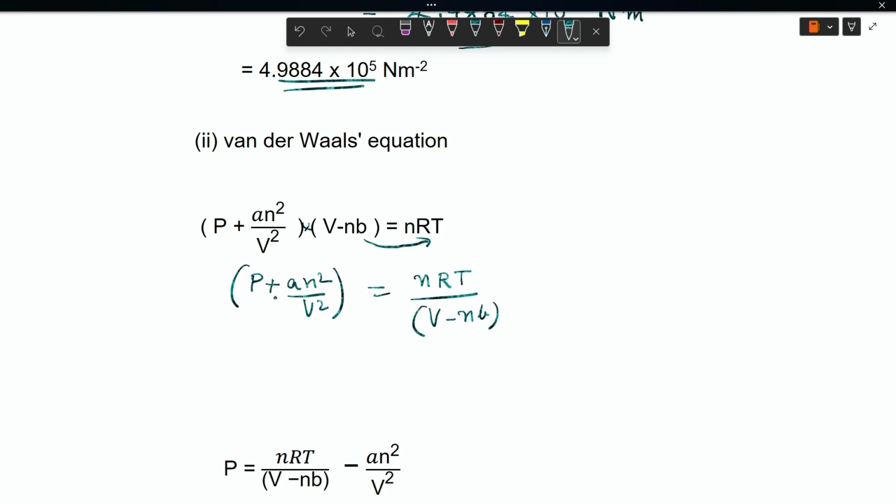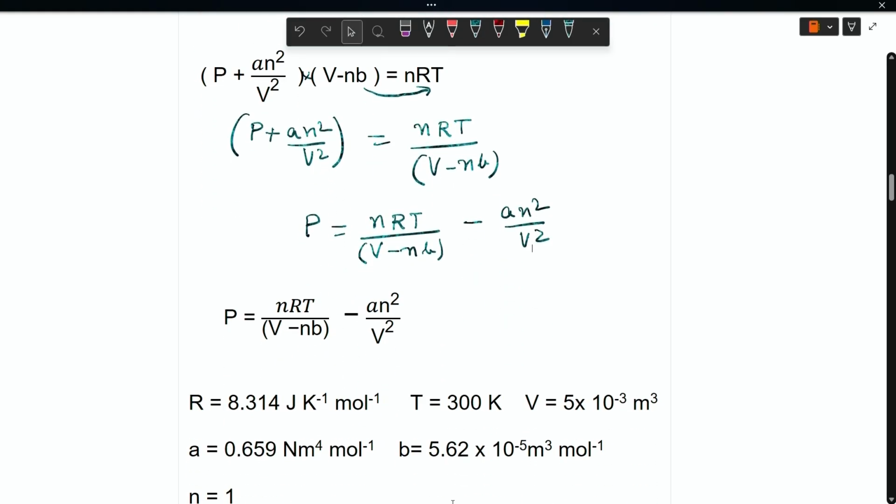Okay. Now, taking this term to the other side, we will have P is equal to nRT divided by V minus nb, and since this is added here, it goes to the other side, it becomes subtraction, minus a n² by V², taking this term over this side. Okay. So, finally, we have got the equation for pressure from the van der Waals equation.